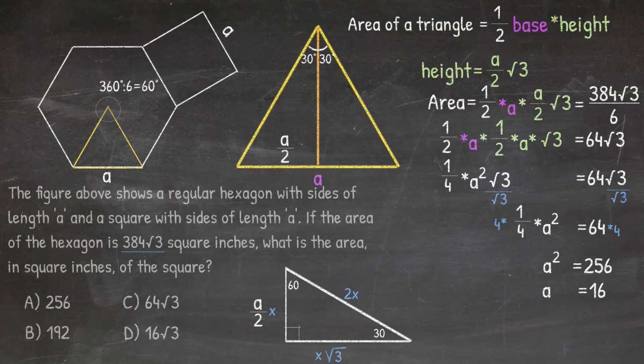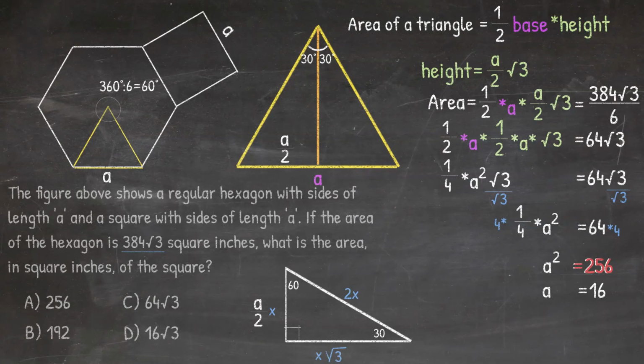We've done all the hard work, and knowing that a equals 16, we can now find the area of the square. If you remember, the area of a square equals the square of the length of its side. In this case, the length of the side is 16, so the square of that would equal 256. And this is the area of the square and the correct answer.